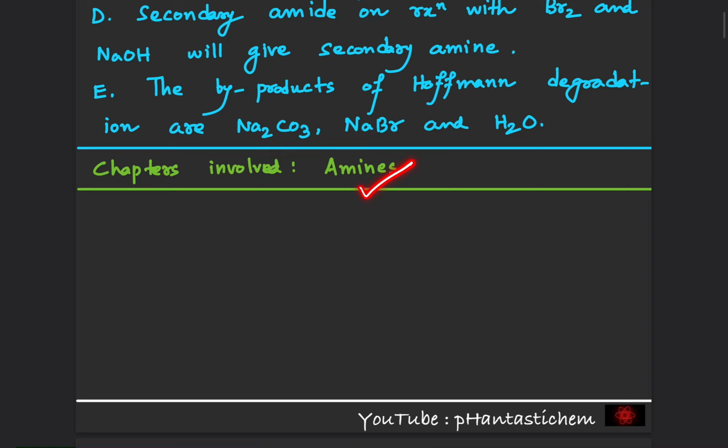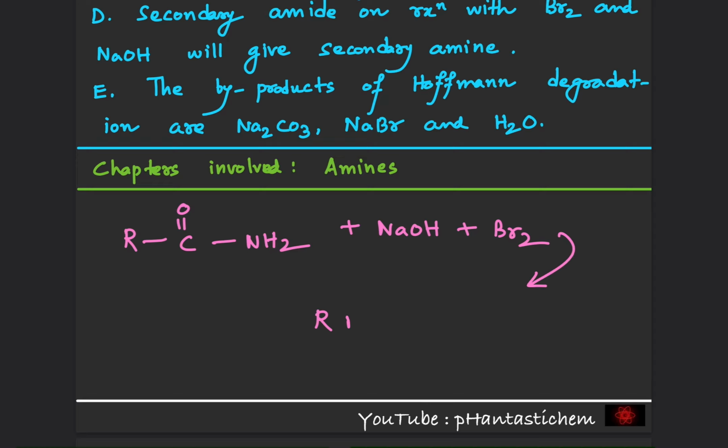So the chapter involved is amines. Whenever a primary amide, that is, R, C double bond O, NH2, primary because you can see this nitrogen is connected to only one carbon, is treated with an aqueous or ethanolic solution of sodium hydroxide, that is NaOH, and bromine, that is Br2, it gives a primary amine RNH2, which has one carbon atom less than the original amide.